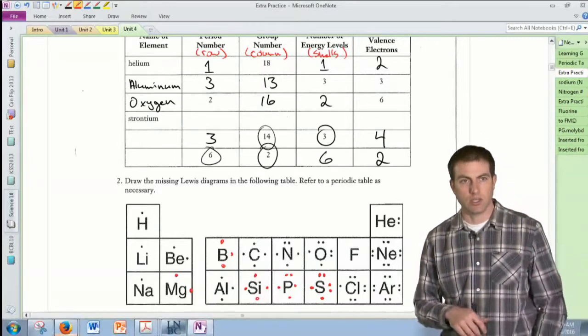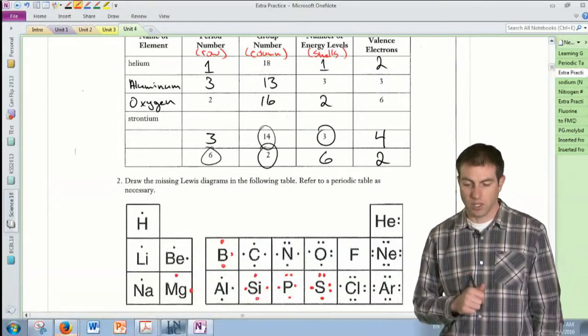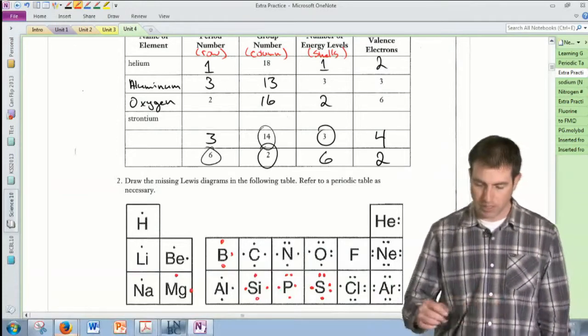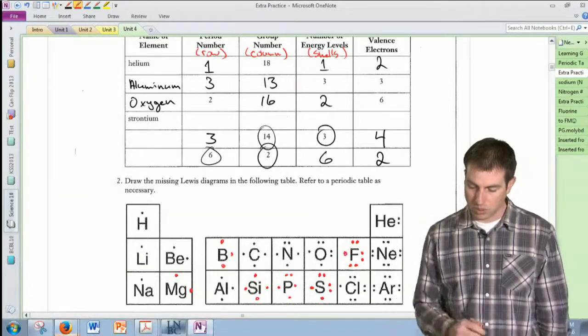Okay, oxygen has 2, 4, 6. Sulfur is going to have 6. Chlorine has 7. Bromine, it'll have 7. So I just need to look above it. That's why we call these things groups, because they have similar properties.